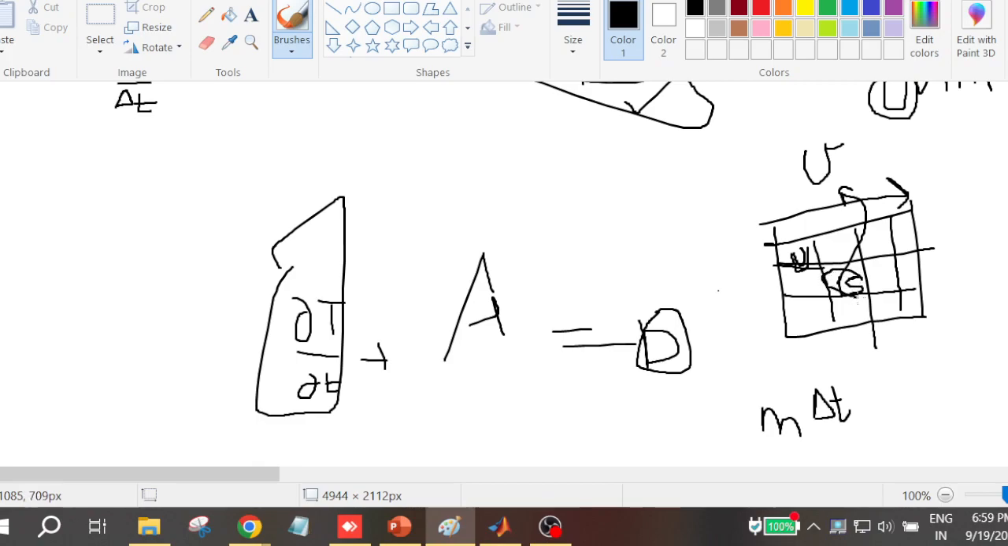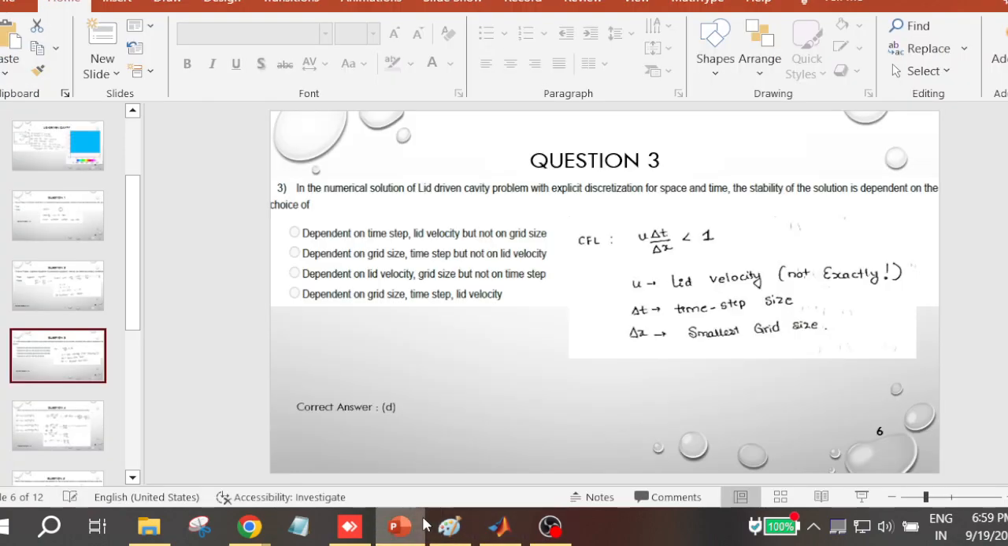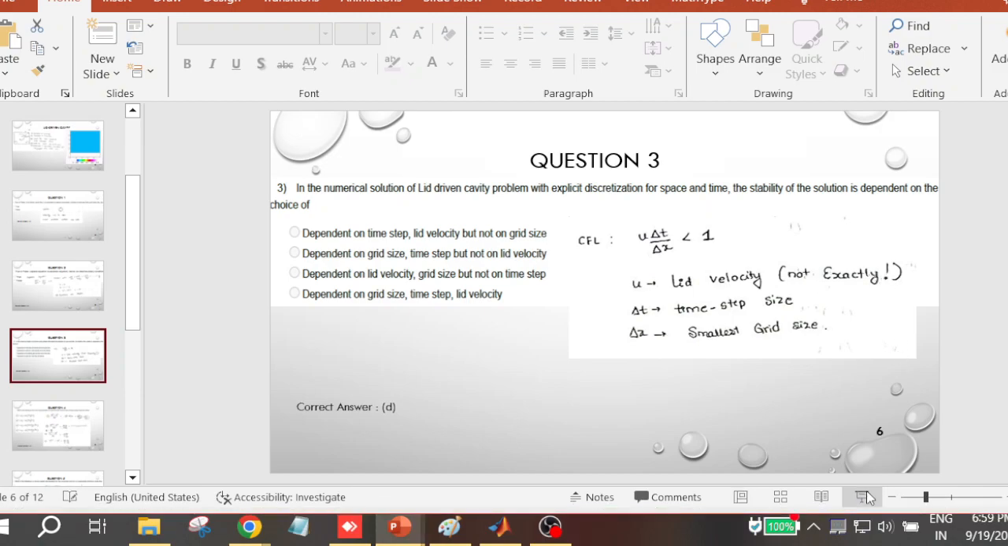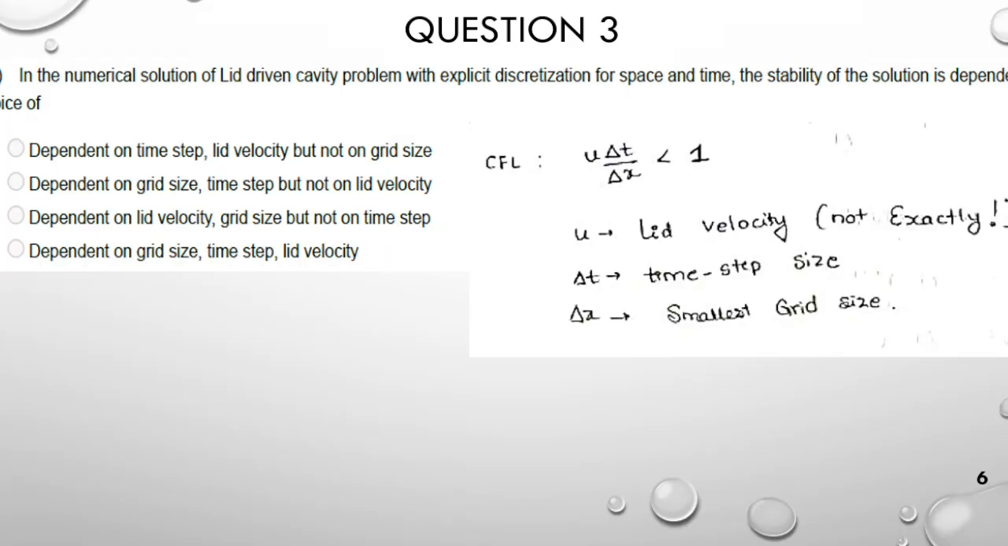I will not take exactly the lid velocity, something higher than that. If I had a lid velocity of 1 meter per second, then I would take the characteristic velocity as 1.5 meter per second. Understood? So that is how lid velocity also plays a role. It does scale with lid velocity, so lid velocity has a role apart from time step size and smallest grid size.